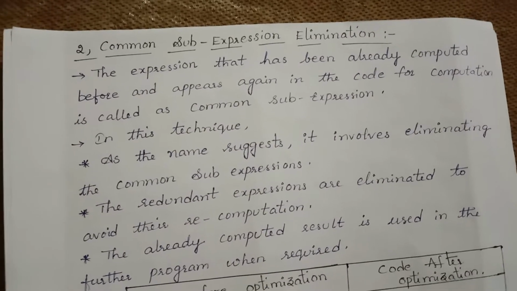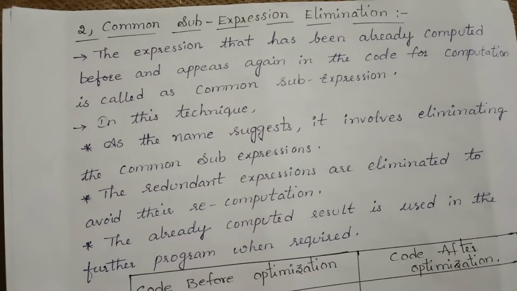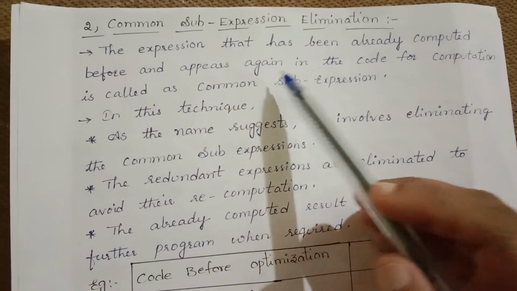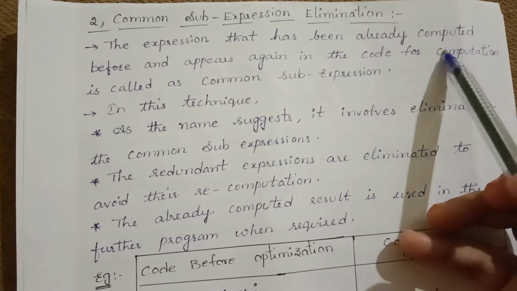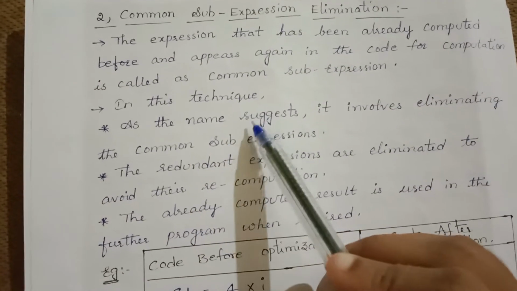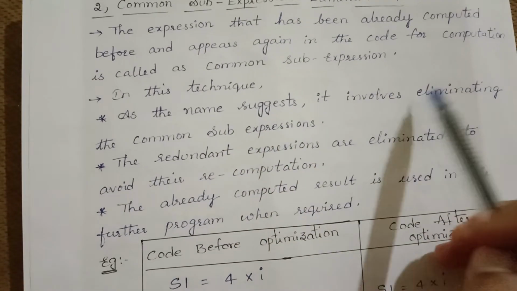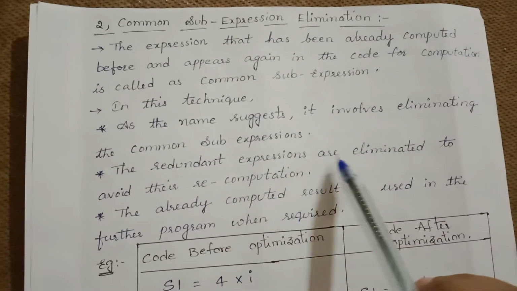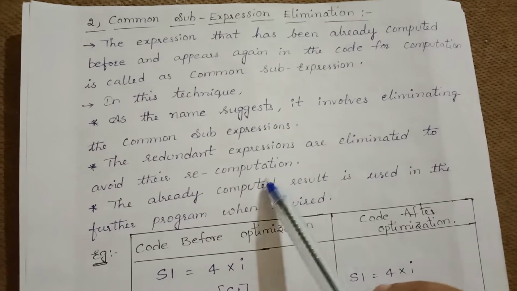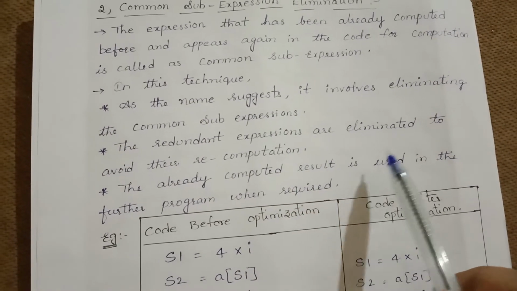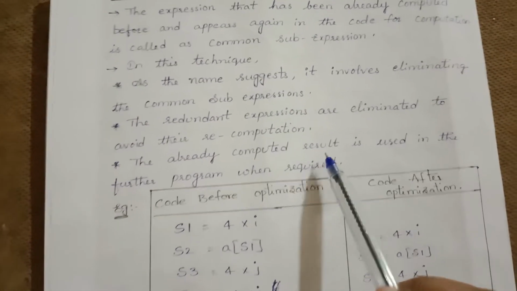And the next one is common sub-expression elimination. The expression that has been already computed before and appears again in the code for computation is called a common sub-expression. In this technique, as the name suggests, it involves eliminating the common sub-expressions. The redundant sub-expressions are eliminated to avoid their recomputation. The already computed result is used in the further program when required.